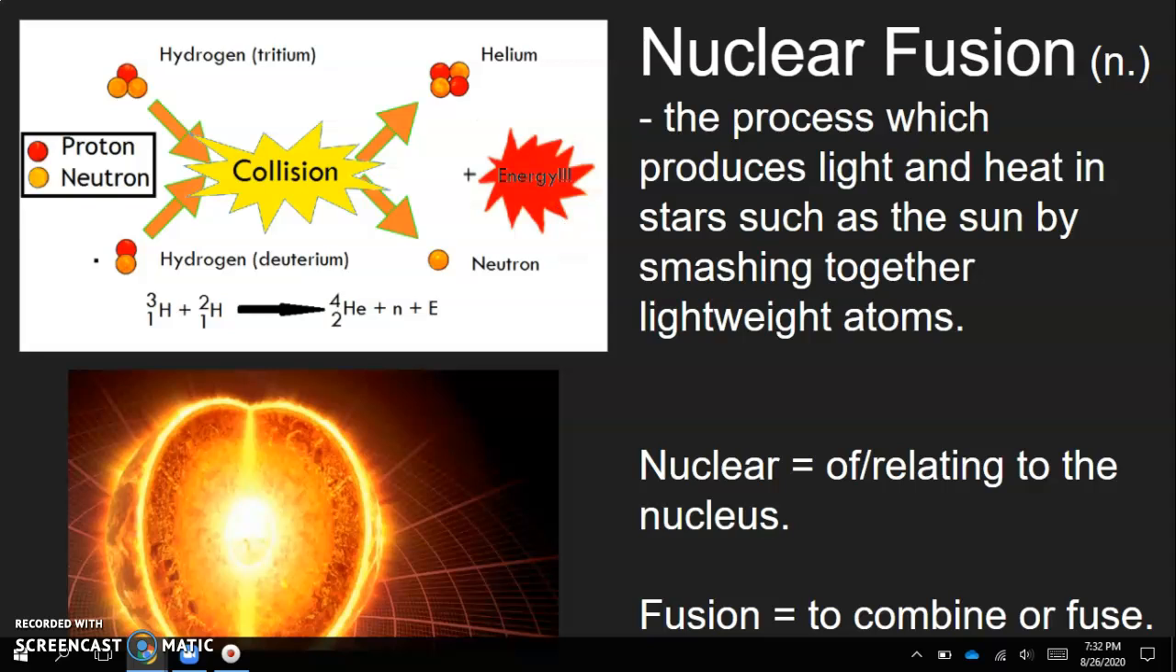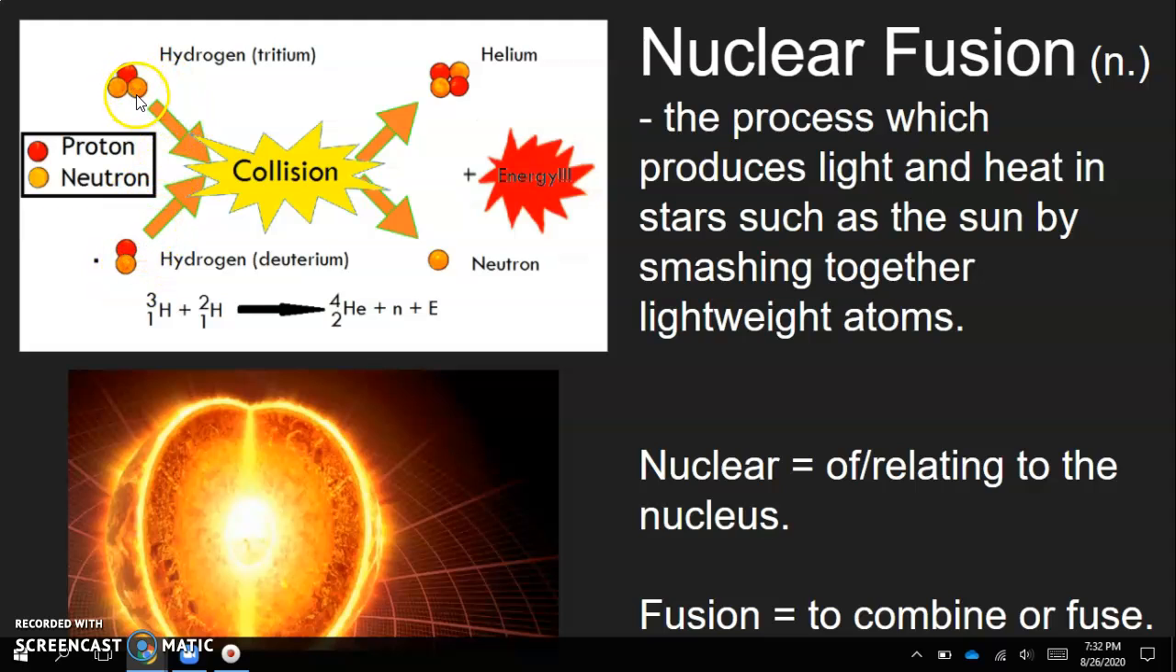I need you to just know the basics, that fusion is the coming together of the atoms, and then it's causing the radiation. And I need you to know that fusion happens naturally in the sun. Okay, so in this example here, we've got our hydrogen and then another hydrogen coming together.